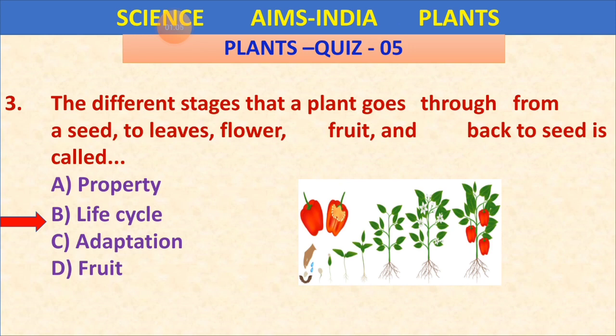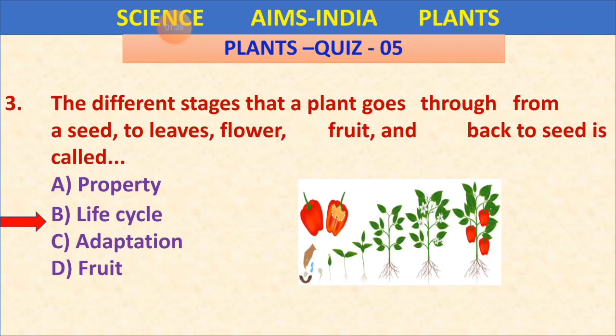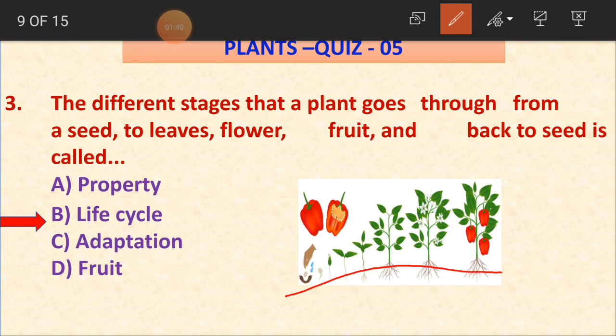So the third question. The different stages that a plant goes through from a seed to leaves, flower, fruit and back to seed is called a life cycle. It is growing from a seed to an adult plant. As we learned, the seed is going to grow in different stages from the seed till the adult plant. This process is called the life cycle.